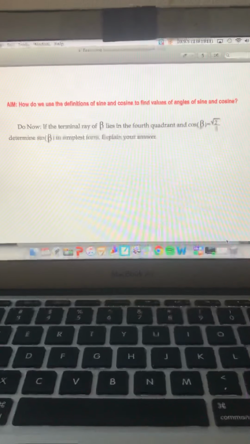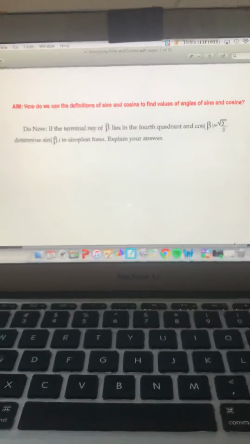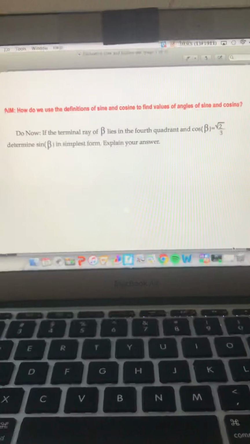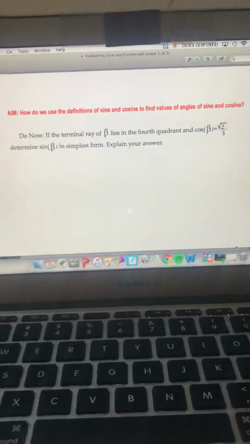Good morning, mathematicians. Today we are going to be using our definition of sine and cosine in order to evaluate different inputs. So if we look at our do now here, sorry, I had to fix my camera.